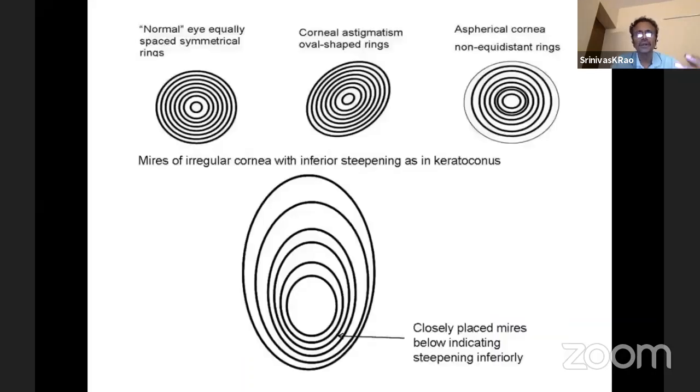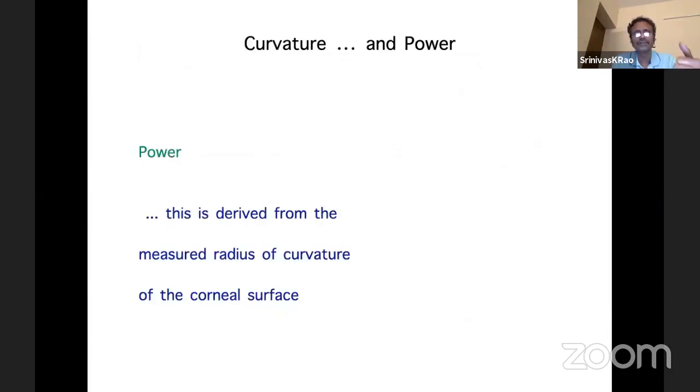So this is exactly how the mires will look when you reflect them off a cornea. Smaller central mires because of the steeper cornea and rounder mires in the periphery. And if there is any astigmatism, wherever the cornea is steeper, the mires tend to get compressed and you get this kind of an oval shape. So just remember this because we're going to use this in the early topographers.